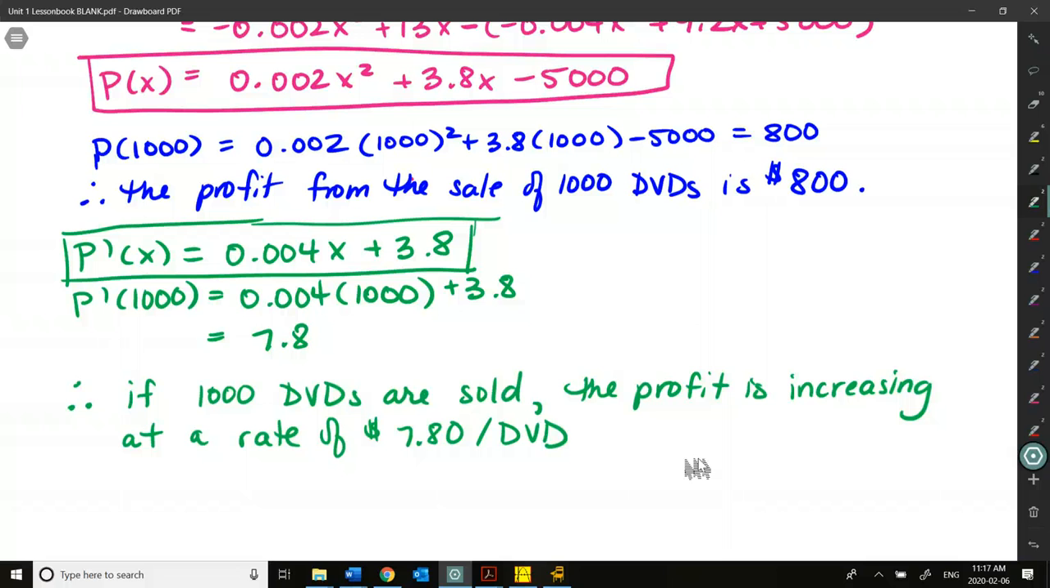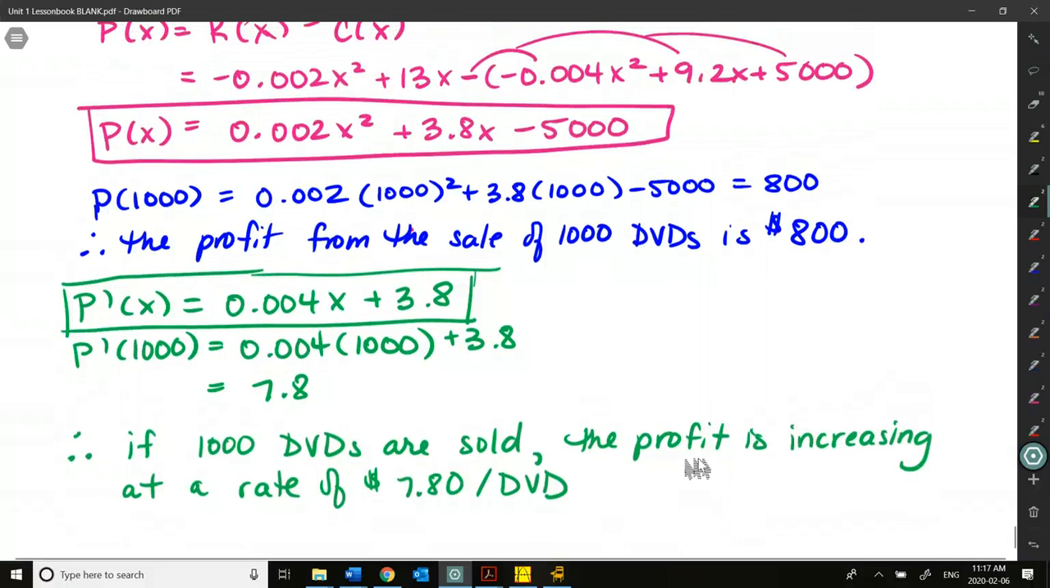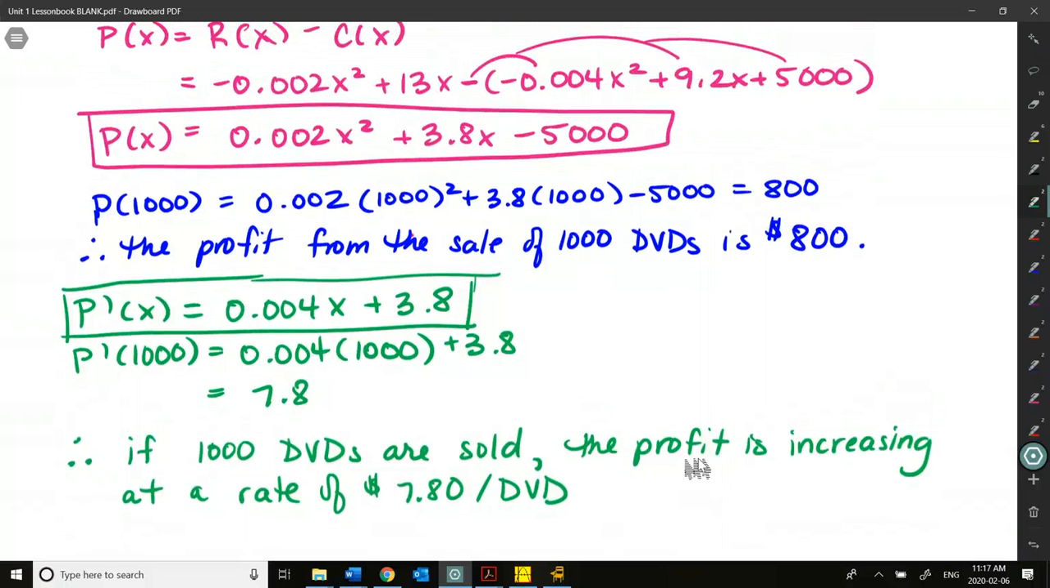Yep. There's practice problems for all this, right? Pardon? So there's extra work for all this, right? Yep.